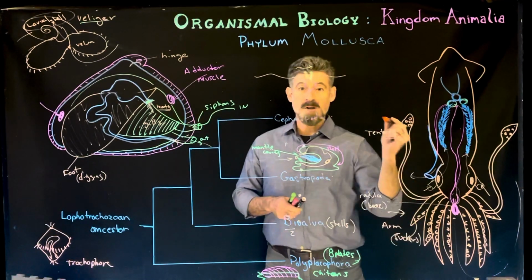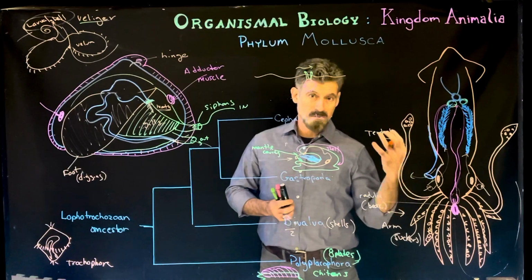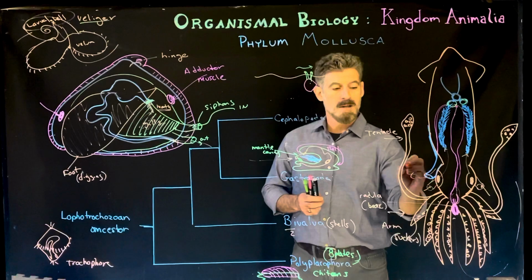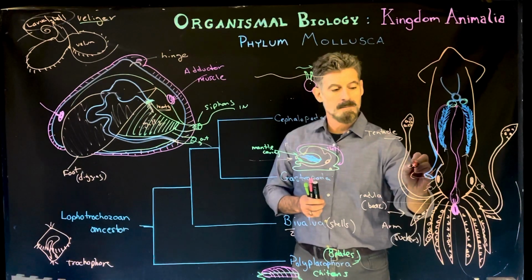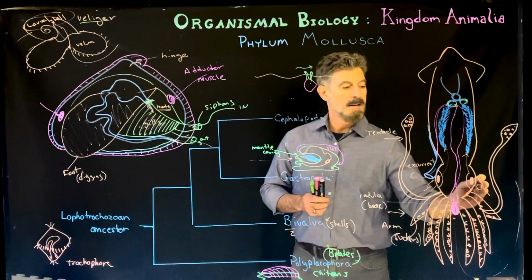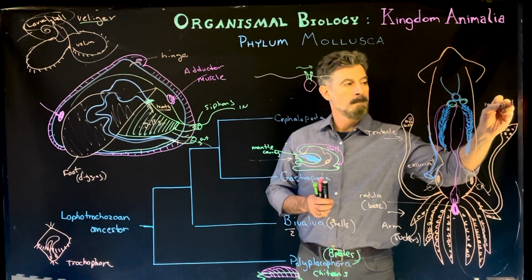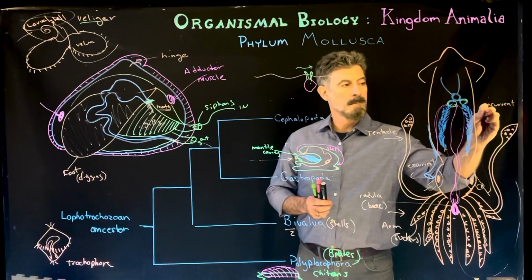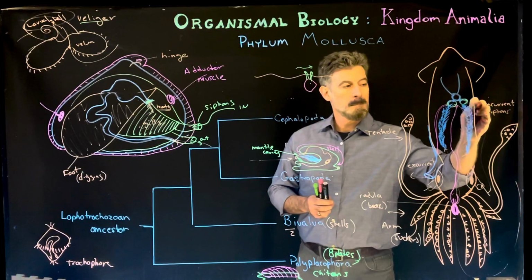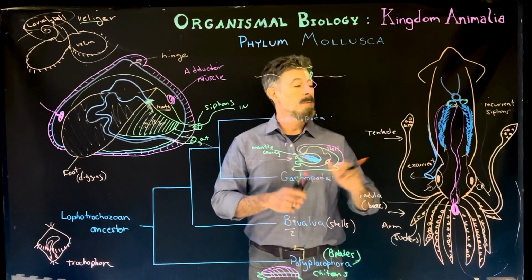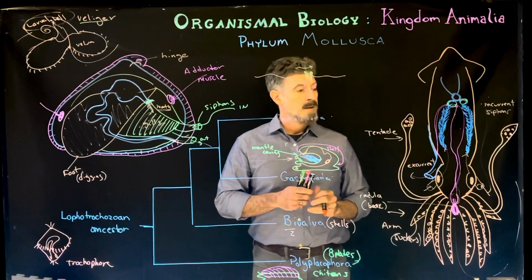a type of jet propulsion to push themselves really fast through the water column by forcing the water out through the excurrent siphon. So they typically have excurrent and incurrent, and these are siphons. So kind of like the bivalve siphons, as well, but with some modifications.